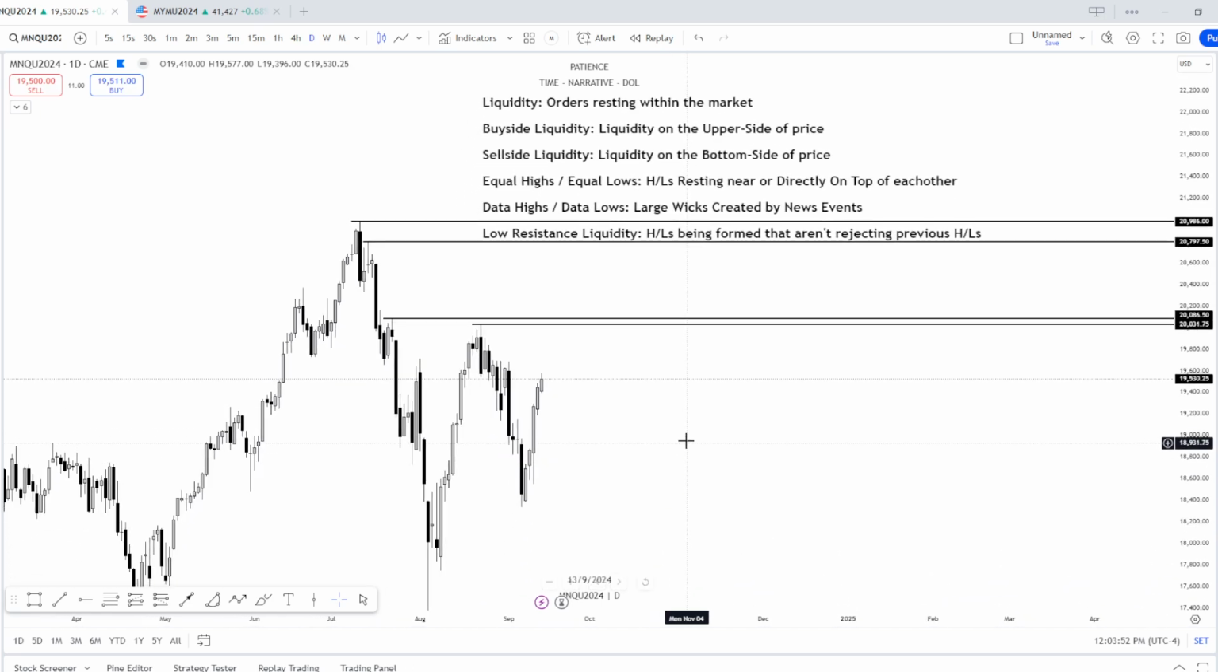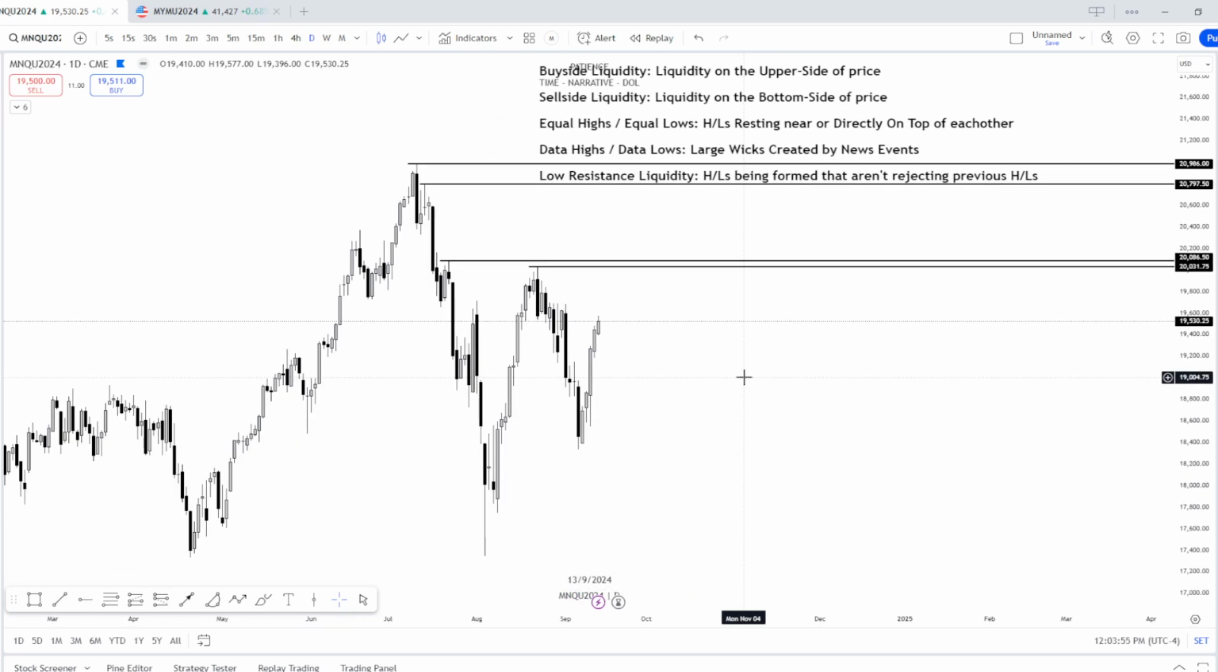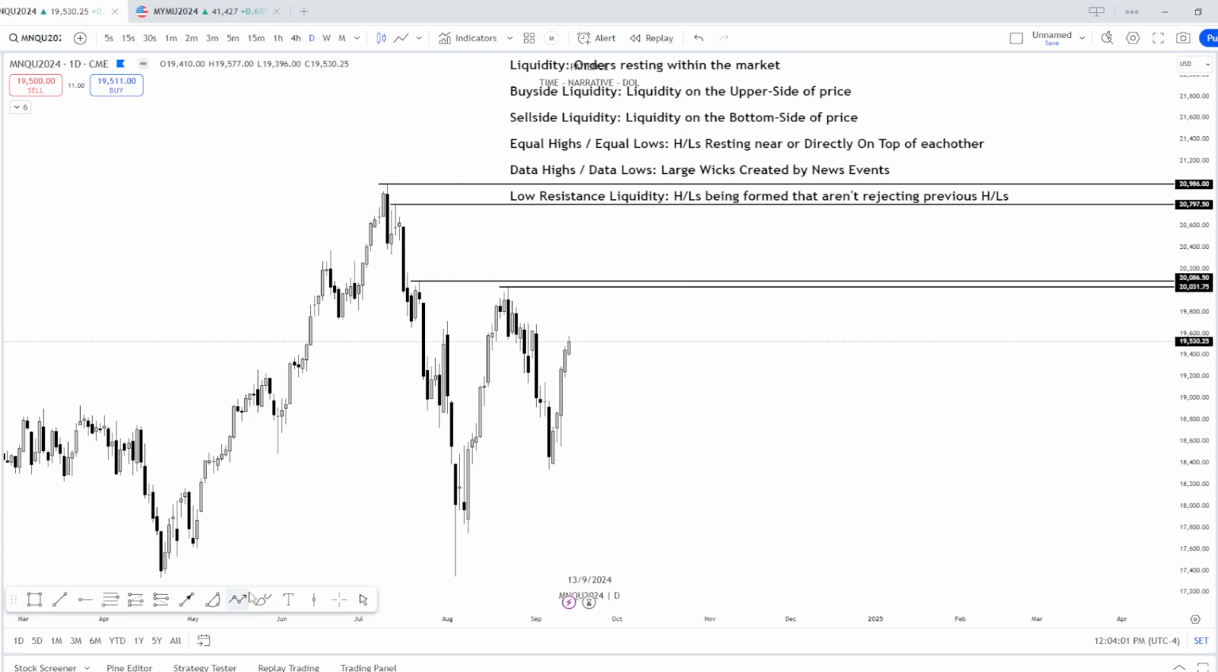So that's just a basic way of where you can differentiate. If somebody's talking about buy side liquidity being swept, you can expect that we're sweeping out highs. We're sweeping out buy side liquidity.